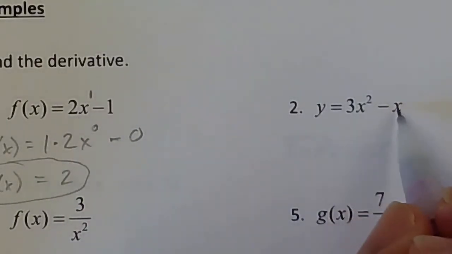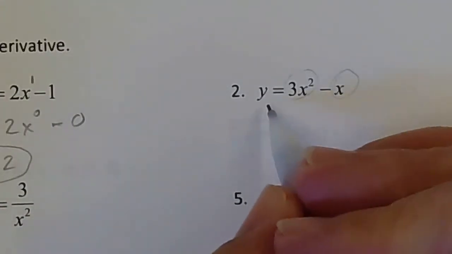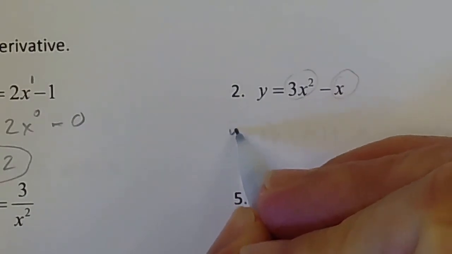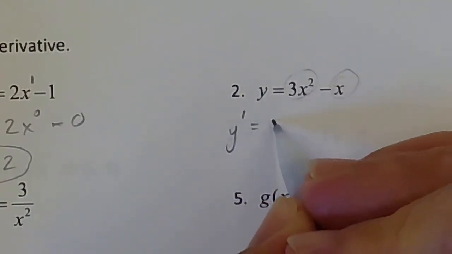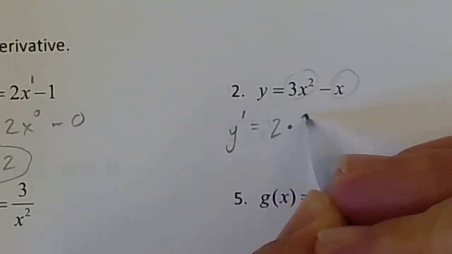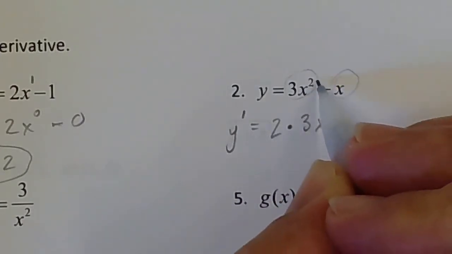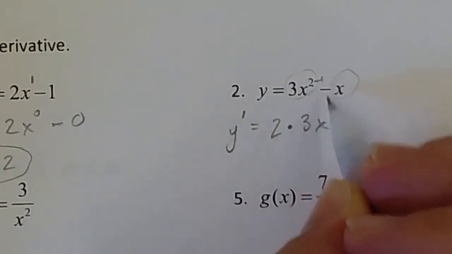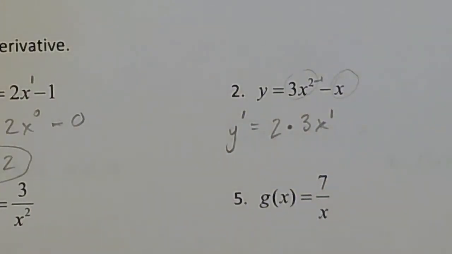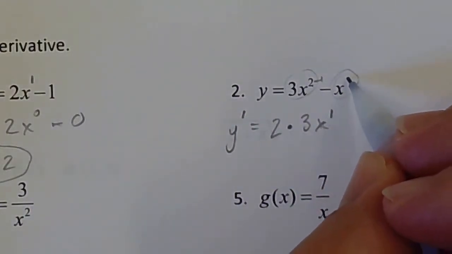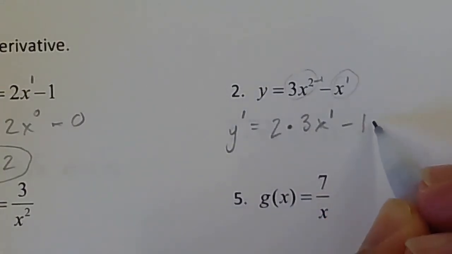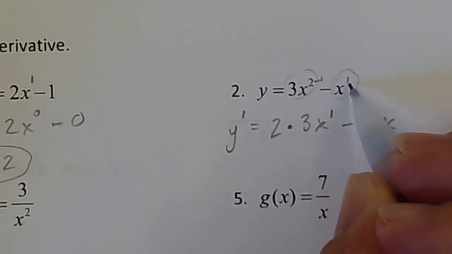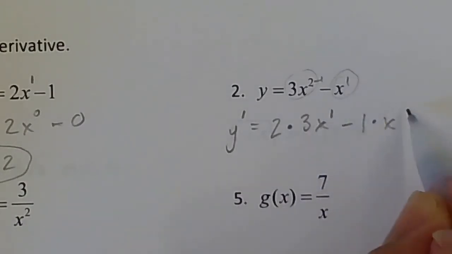Again, we're using the sum and difference rule, but we're just going to treat both of these separately and do the power rule separately. This one has y, so I'll use y prime to denote it. Exponent comes out front, 2 times 3x, and then we're supposed to subtract this by 1. So it's now x to the first power. Okay, let's do it again for this term. I have an exponent of 1 right now, so minus 1 times x, and then I got to reduce that by 1.